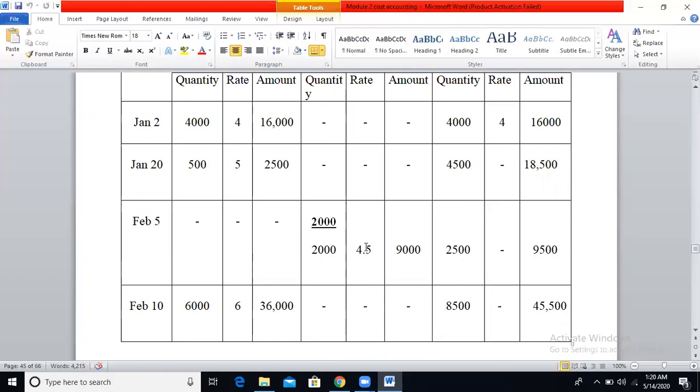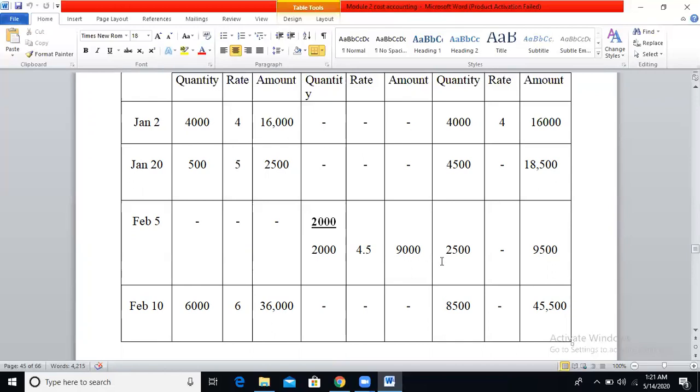How you will calculate the issue price? That will be based on the balance quantity. In order to get 4500, you have to go through the reverse order. First, you will consider 500 plus 4000. So you are considering these two units. That's why you have to take the average of these two prices. 4 plus 5 divided by 2, you will get 4.5. So 2000 into 4.5, you will get 9000.